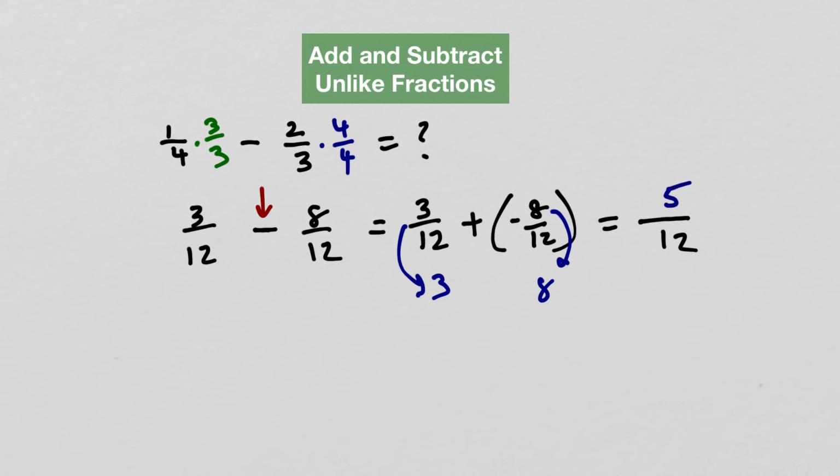Then we identify the larger number, and we ask ourselves, what is the sign in front of the larger number? It's a negative, and therefore the sign here has to be negative. And the answer is negative 5/12.